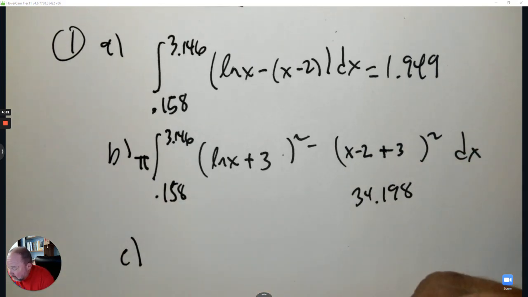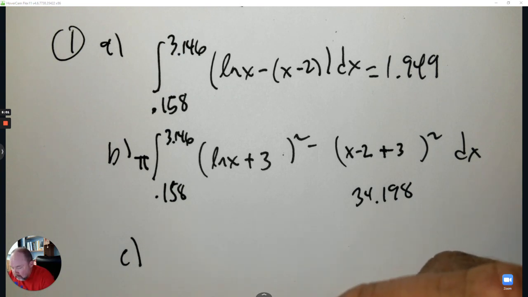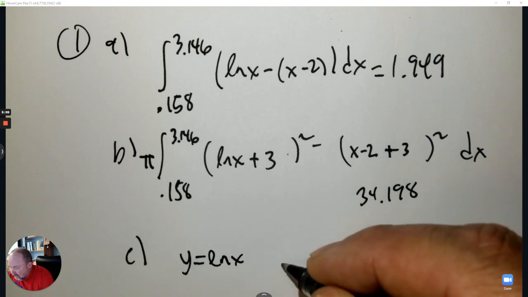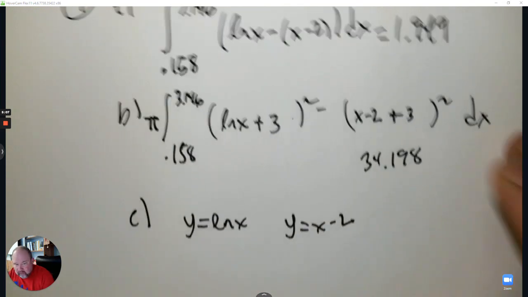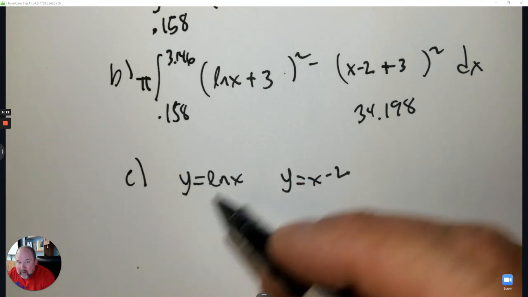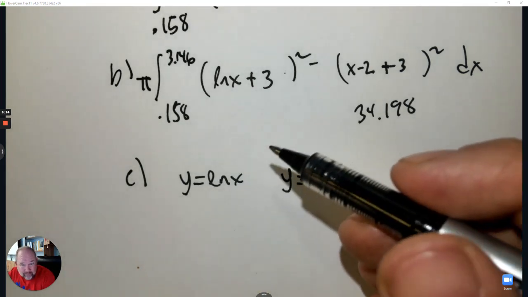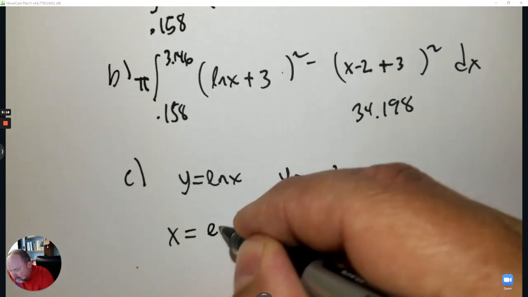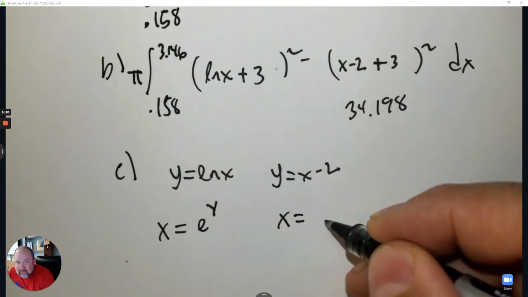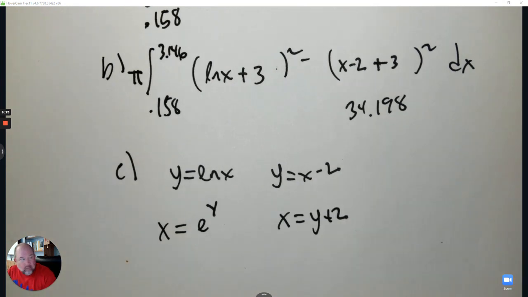Part C, write but don't evaluate an expression that can be used to find the volume when R is rotated about the y-axis. So if we're going to rotate it about the y-axis, I have y equals ln x, and I have y equals x minus 2. I need to write this in terms of x equals. So how do I undo a logarithm? Is writing it exponentially. So what's inside the logarithm, and it's e to the exponent y. Here, to get x by itself, just add 2. Those are the two.